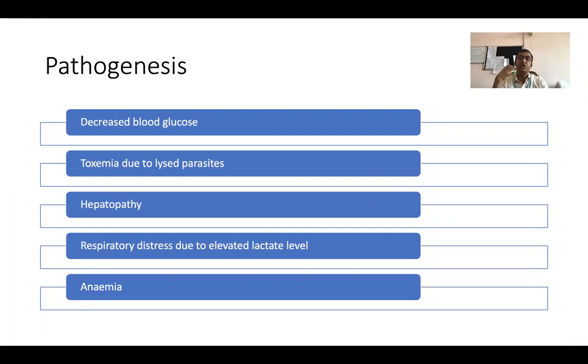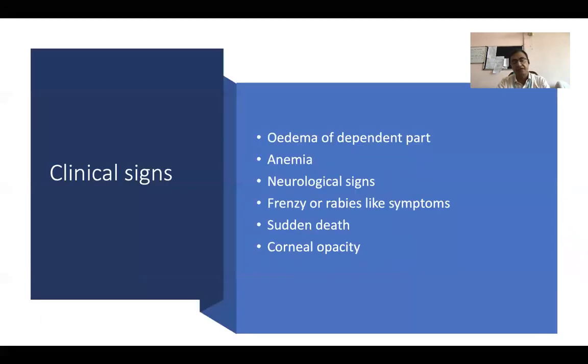So seeing that it was showing expiratory dyspnea, and so respiratory distress I have seen, and certainly anemia is very, very important. There will be anemia, although the parasite is not present in the RBC, it gets lysis of the RBC by toxins present in the cytoplasm. So anemia is well defined in case of trypanosoma in case of wild animals.